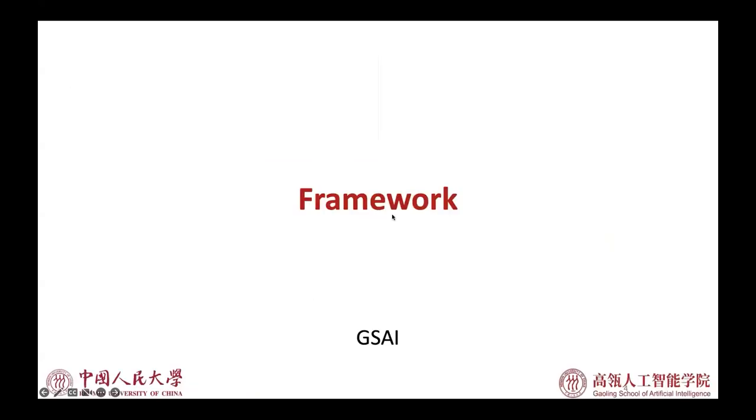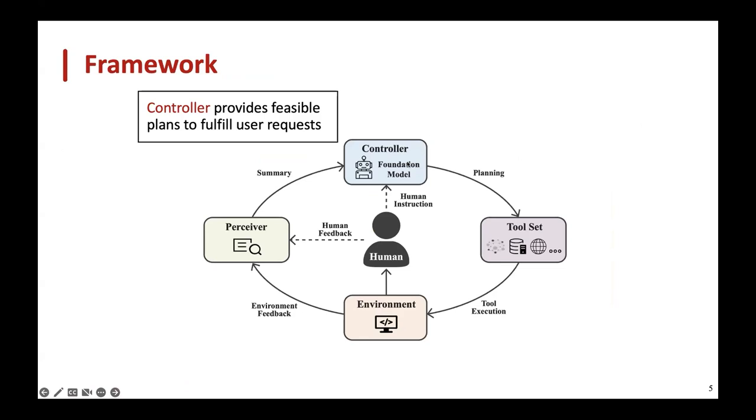So next, we will introduce how to build autonomous agents for tool intelligence, to promote a comprehensive understanding of tool learning. We will first introduce the general framework, which encompasses four fundamental components, named the tool set, the environment, the controller, and the perceiver. Let's start with the controller.